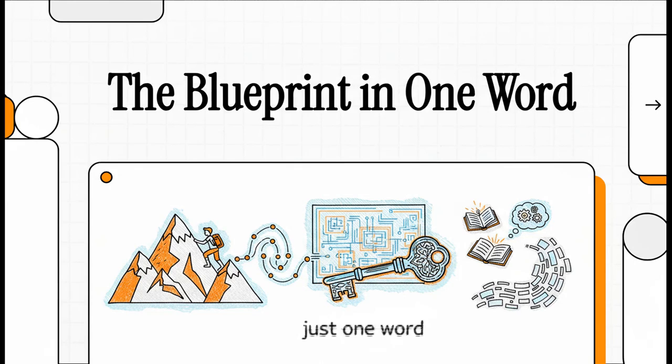Hey, welcome. You ever feel like English is just this huge, overwhelming mountain of words you have to memorize? But what if I told you there's a secret blueprint hidden inside the language, a kind of master key that can unlock thousands of words? And believe it or not, we're going to find it by looking at just one simple word.